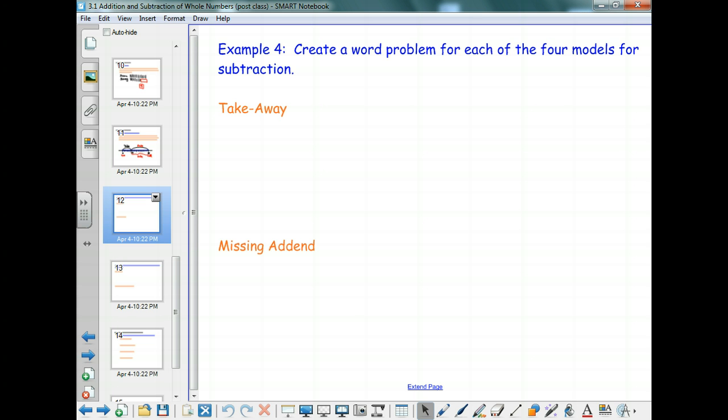Somebody else, an example of their takeaway model. Abby has 5 marshmallows. Carrington steals 3 of them. How many does Abby have now? Excellent. Good example. All right, how about missing add-ins?